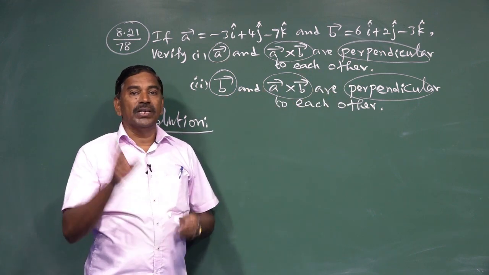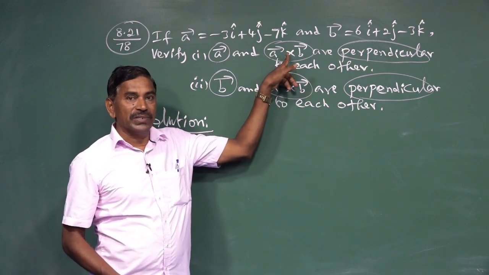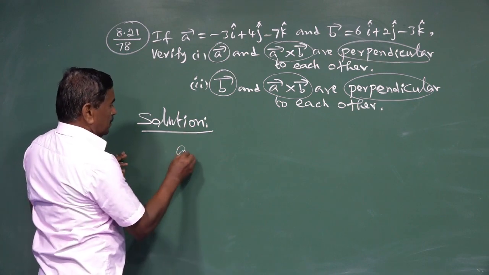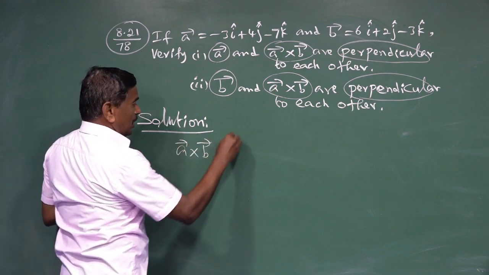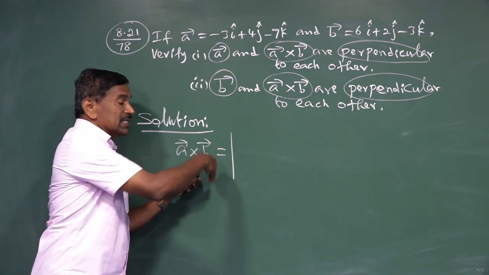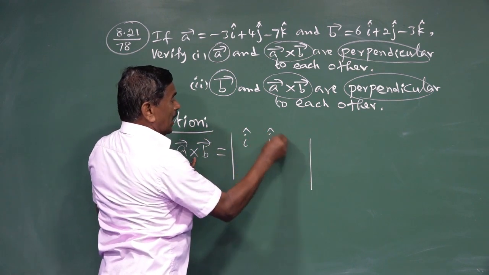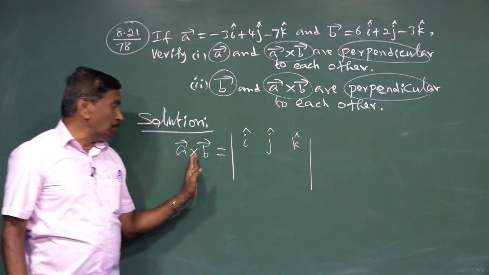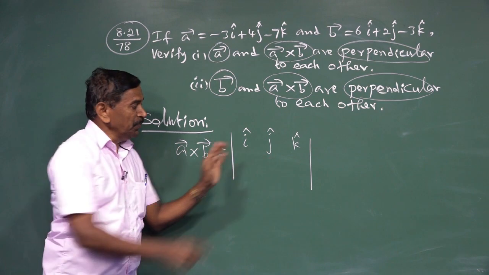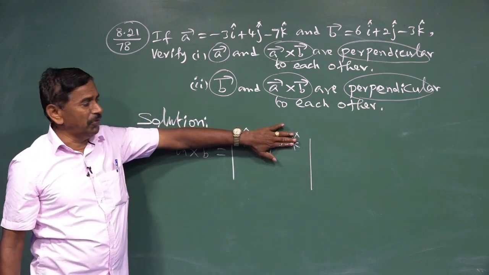Can you tell me what is step 1? Very good. First let us compute A cross B. Solution: A cross B is equal to vector A cross vector B, which is equal to... If the cross product is defined between two vectors, then its result is given by the determinant with i, j, k. So the determinant of i, j, k; this i, j, k is always fixed.